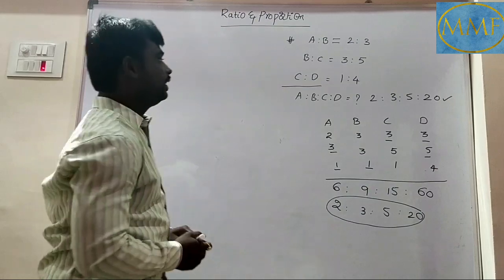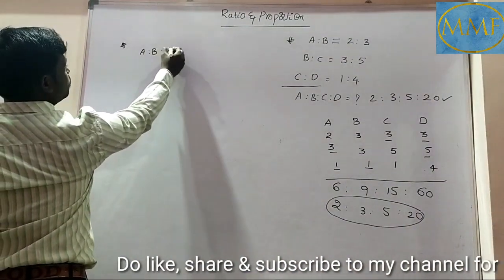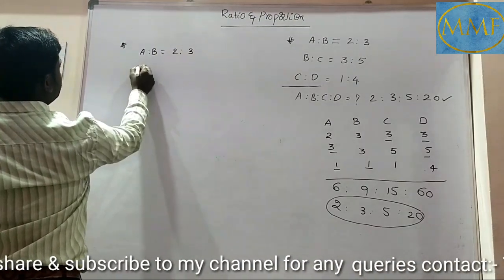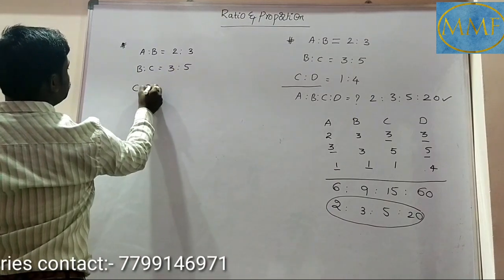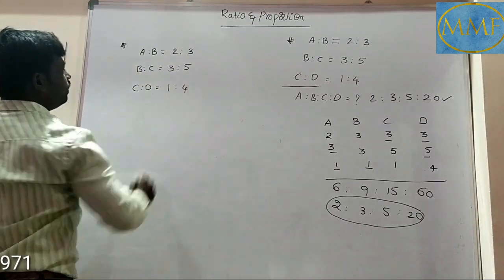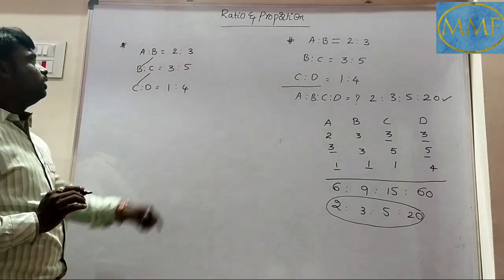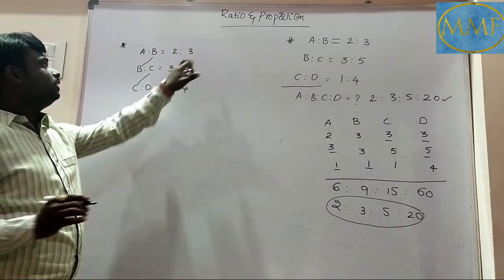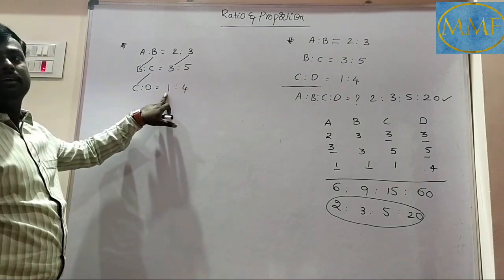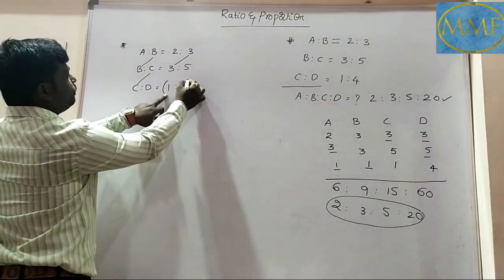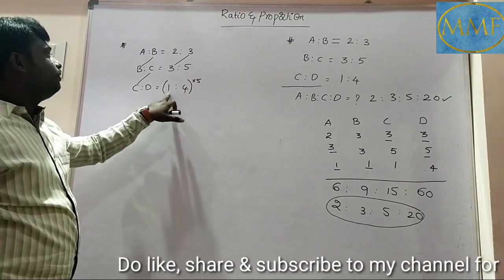Okay, next let's see another method. Here A:B is 2:3, B:C is 3:5, C:D is 1:4. I should get the same numbers. C, D must be the same. To get the same number here, what number? This is already the same. But here C is 5, but here it is 1. So to get the same number, what should be multiplied here? 5. Clear or not? So now 1 into 5 is 5.